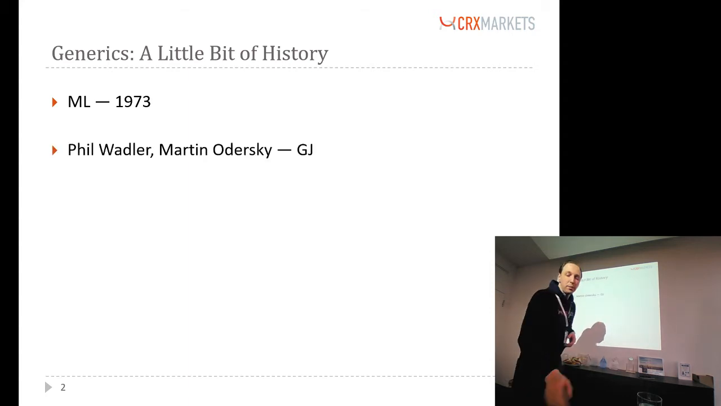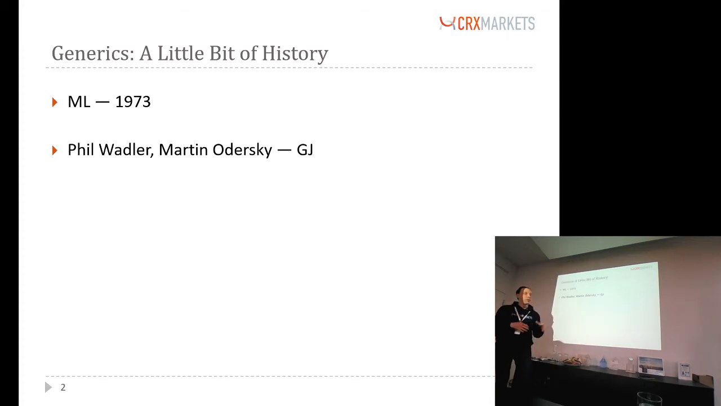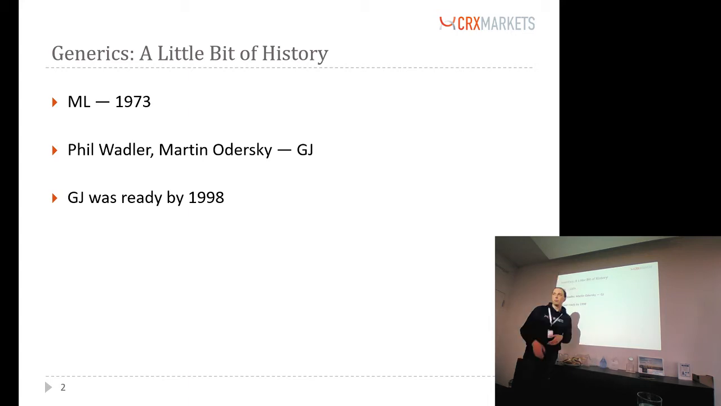The first guys who implemented generics in Java were Phil Wadler and Martin Odersky. These are pretty well known in the programmer community. Phil Wadler is one of the developers of Haskell, so he's a pretty cool functional guy, and Martin Odersky is the developer of Scala. They developed a generic compiler for Java, which already could work with generics as early as 1998. But we know that generics appeared in Java only in 2005. Actually 2004. So what happened?